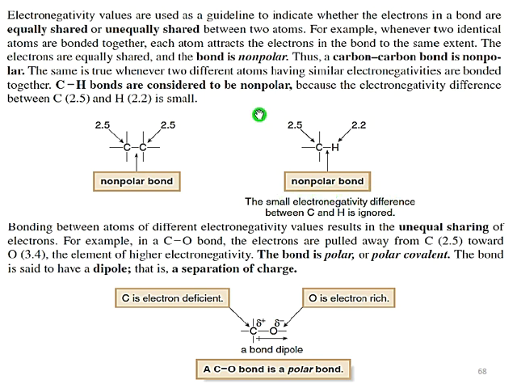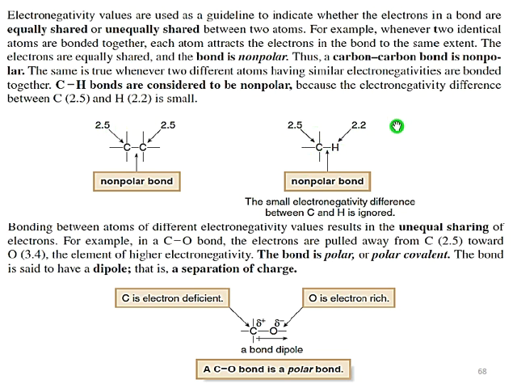And again, electronegativity values are used as a guideline to indicate whether the electrons in the bond are equally shared. Look, equally shared or unequally shared between two atoms. That means if you have two atoms here, and these two atoms are carbon atoms, the electrons will be shared between them equally. Okay, and look here, it will be 2.5 and 2.5, and here also the carbon and the hydrogen, 2.5 and 2.2.